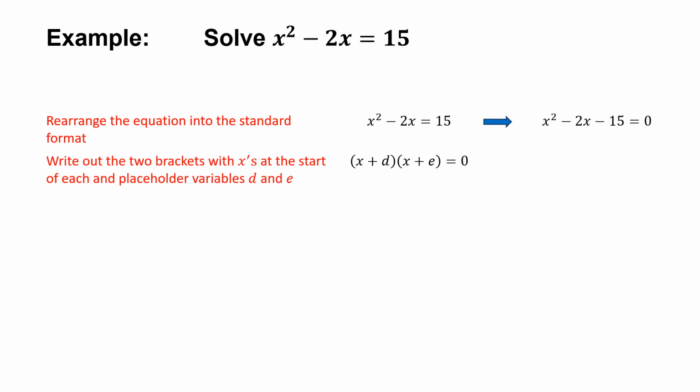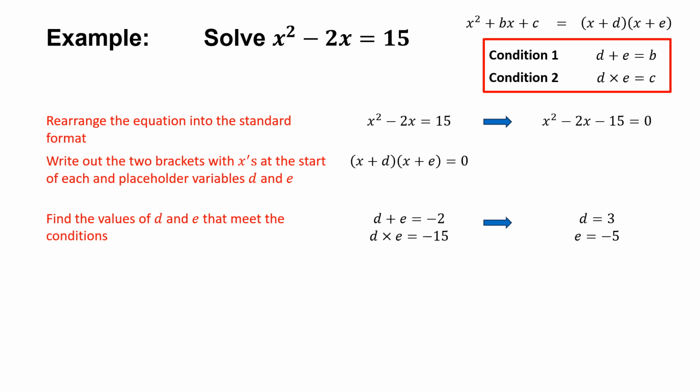For our next step, we want to write out two brackets with x at the start of each, and the placeholder variables d and e. Once we've done this, we need to work out what our values of d and e are going to be.